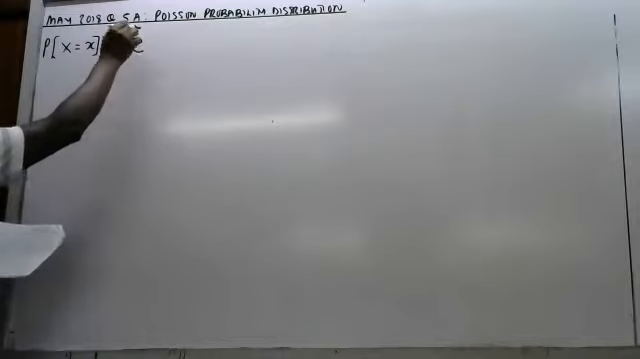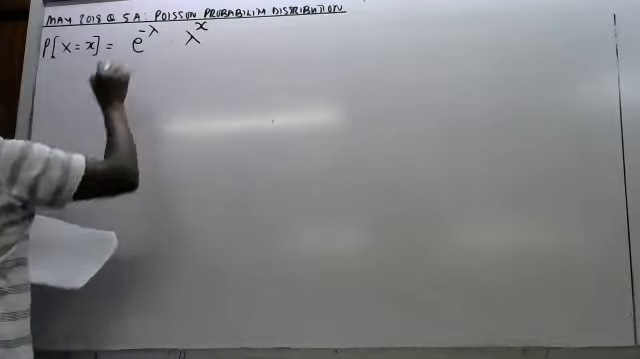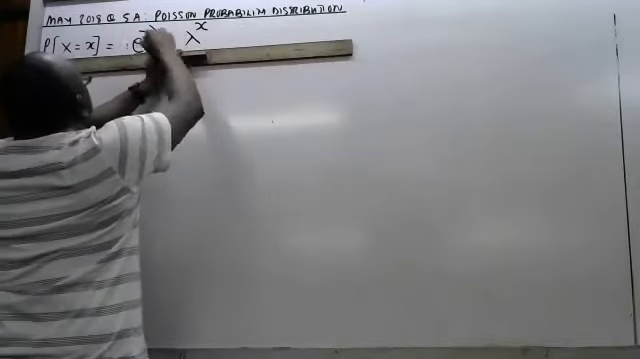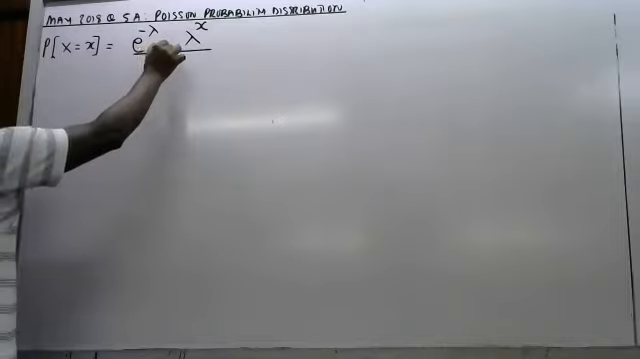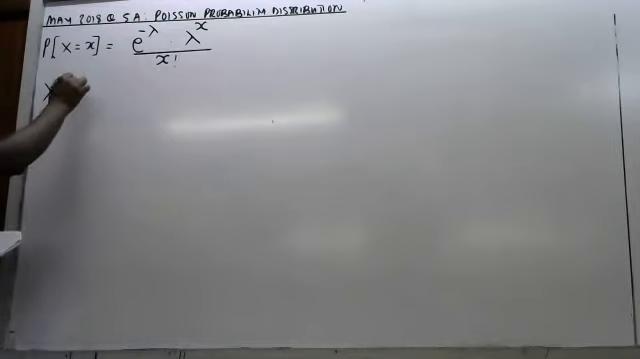So the formula for the Poisson probability that X is equal to x is given as e raised to minus lambda, times lambda raised to power x, divided by x factorial. And remember, lambda is the mean. So we are told in this question, the mean is 0.4 per week.